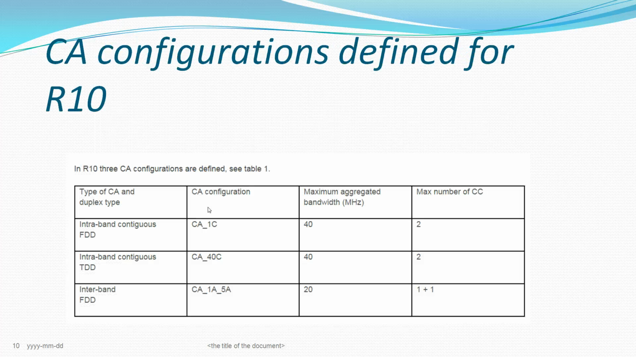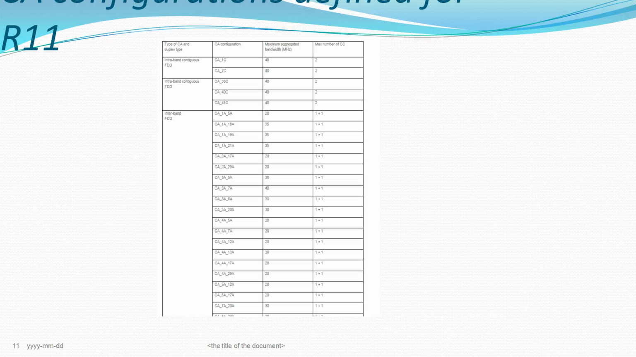This table shows the first defined CA classes for Release 10. At that time, there were only 3 of them. You can see here the first one is CA_1C, the second one is CA_40C, and the third one is CA_1A_5A. So two intraband and one interband aggregation. If you go further in Release 10, a lot of different combinations were added. I won't go through all of them. You can go to 3gpp.org and read them yourself.